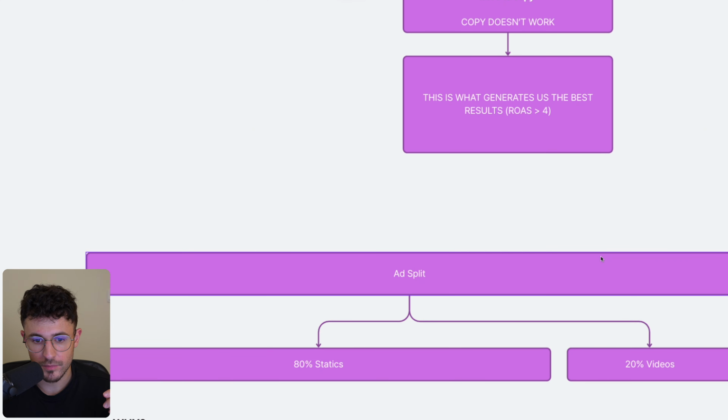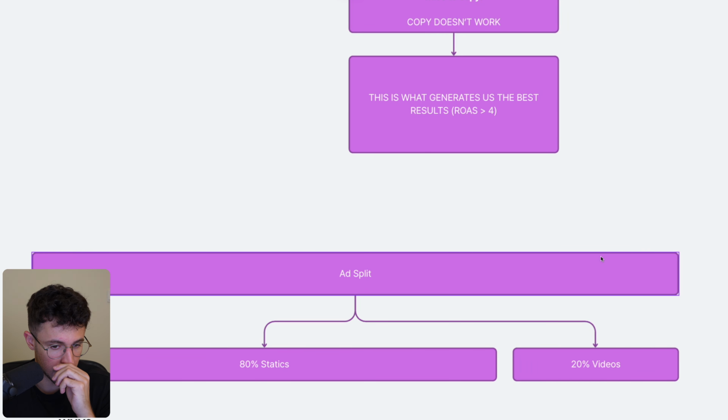Then ad split. The ad split is also quite important. Now this is very tricky, because the ad split also depends on different brands and their capacity to produce, their cost, how much they want to invest. So ideally you want to have 80% of statics and 20% of videos. And a lot of people say, oh, you need a lot of UGCs and everything, but you actually don't.